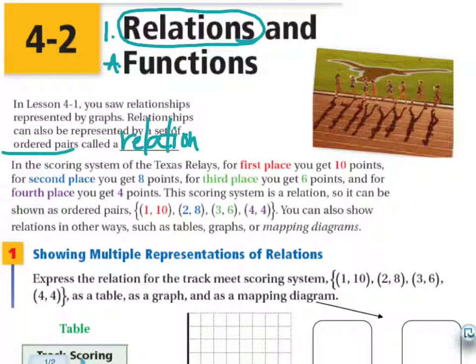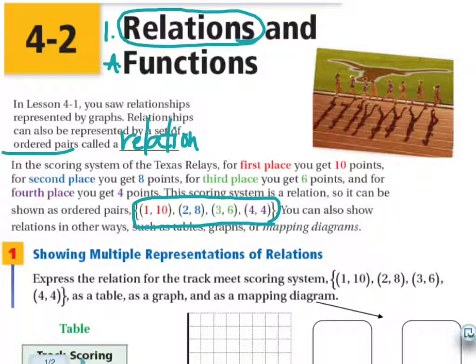Here we've got a Texas relay. So if you get first place, you get 10 points. If you get second place, you get 8. Third place, you get 6. Fourth place, you get 4. The scoring system can be represented as a relation, and here are the ordered pairs.